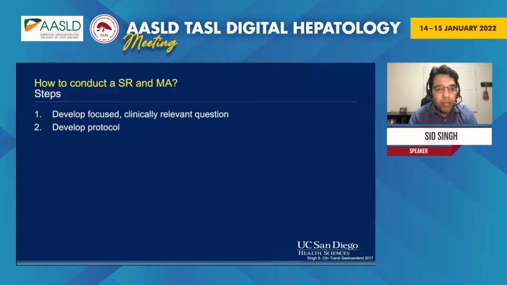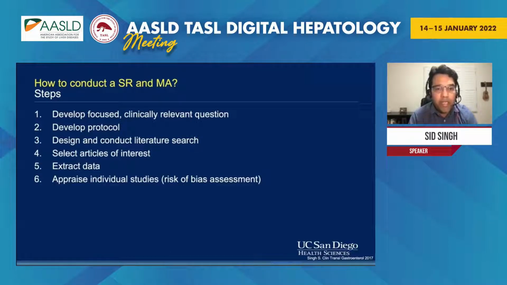The first step is to develop a focused and a clinically relevant question. This is probably the most important and surprisingly the hardest thing to address. Subsequently, around this focused, clinically relevant question, we need to develop a protocol which will be followed by multiple investigators or the investigator team conducting the systematic review.